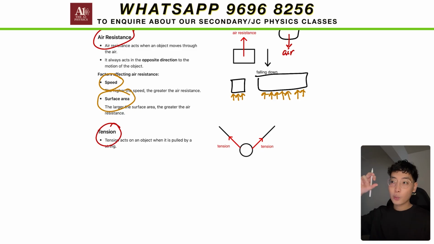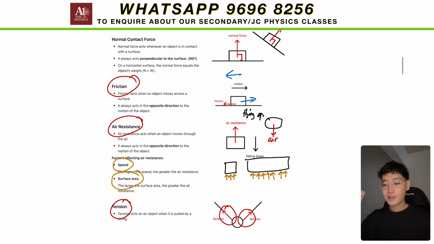Tension is basically when an object is being pulled by a string, the string is going to pull the object with this force called tension, right? So these are pretty much the four main types of forces that you're going to encounter other than the weight. So weight, normal force, friction, air resistance, and tension, right?